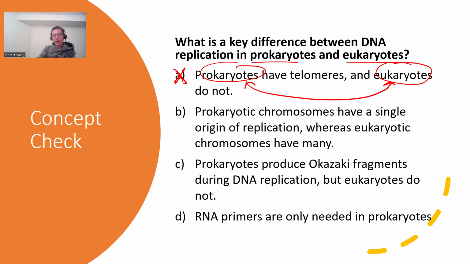Prokaryotic chromosomes have a single origin of replication, whereas eukaryotic chromosomes have many. That is true. Okay, we want to open up many bubbles so we can do it faster, right? Prokaryotes produce Okazaki fragments during DNA replication, but eukaryotes do not. We both have Okazaki fragments, right? Because of the 5' to 3' limitations, right? RNA primers are only needed in prokaryotes, also not true, right? Both prokaryotes and eukaryotes, we need the RNA primers.